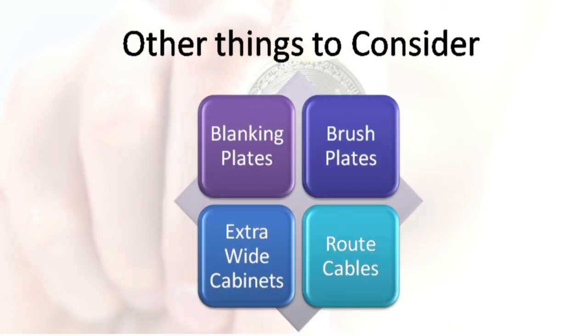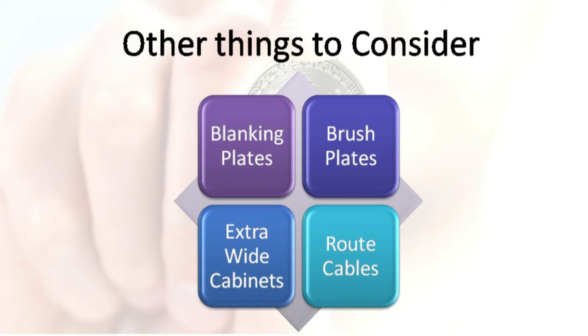Lastly, I would like to go over some bits and pieces of things that you can do to improve the cooling architecture. And they are the blanking plates, the brush plates, extra wide cabinets, and routing of cables.